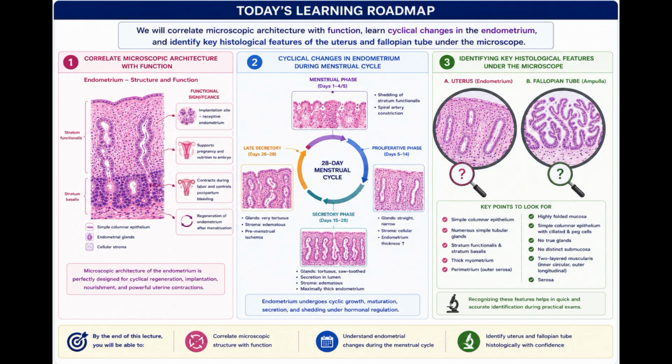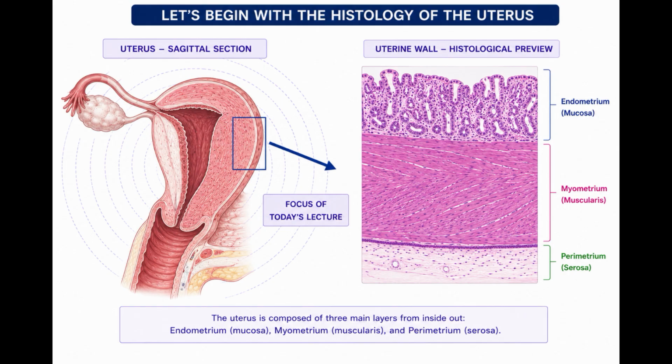We'll also correlate the microscopic architecture with its function, learn the cyclical changes seen in the endometrium during the menstrual cycle, and finally discuss the key histological features that help identify these organs under the microscope. So, let's begin with the histology of the uterus.